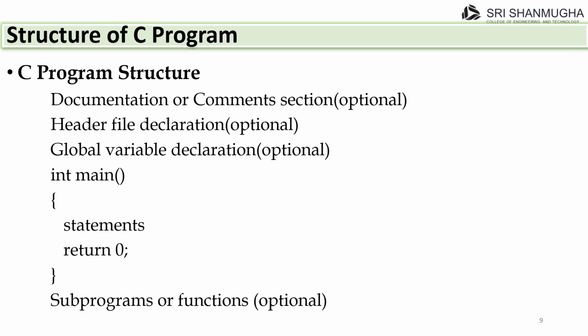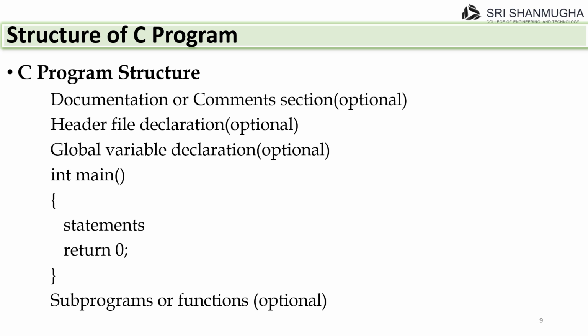Next is your header file declaration. This section is also optional. It is used to define your header files, that is, the library files related to what we are going to do in our program. Next is your global declaration section. It is also optional. When you declare a variable or a function in this section, it can be accessed throughout your program, from start to end. If you are writing many subprograms, we can use this global declaration section. Otherwise, there is no need to use it.